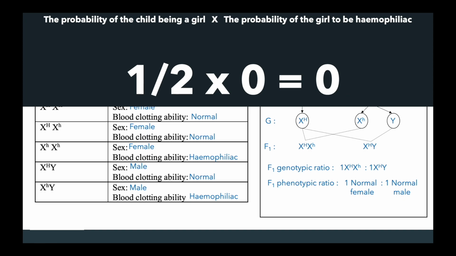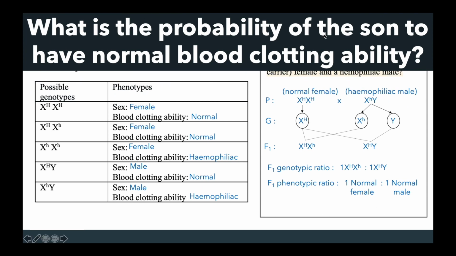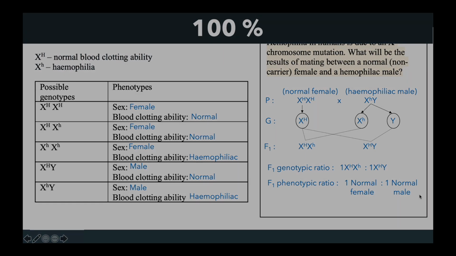But if the question asks what is the probability of the son to have normal blood clotting ability, since the couple already know that they are having a son or a boy, we no longer take the sex probability of the child into account. So we quickly look at the male, and the son is 100% to be normal.